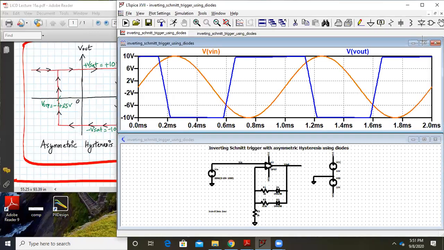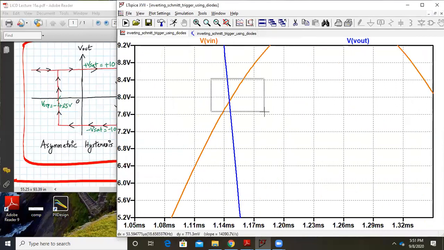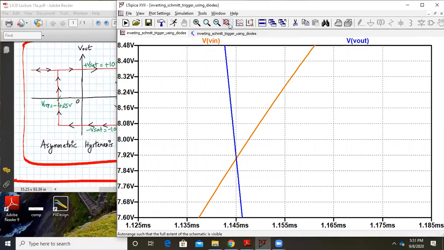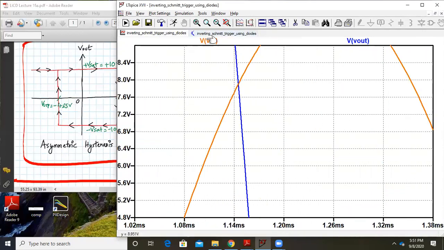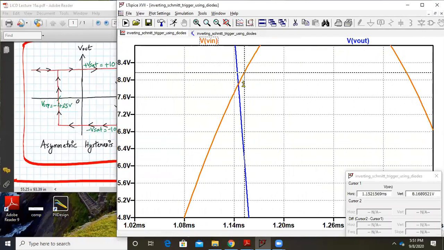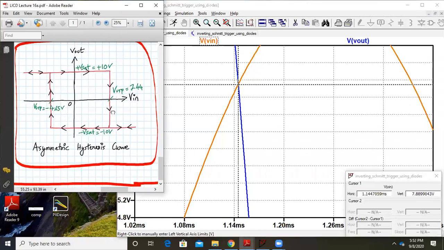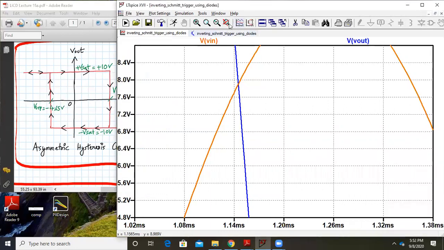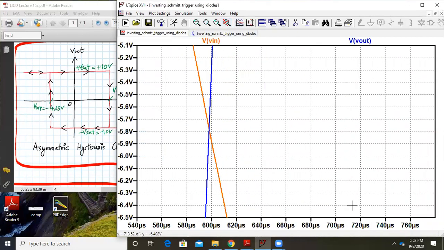Okay, whenever it cuts, this is my upper triggering point. This value is coming out to be close to, let me bring this over here. Yeah, so this is coming out to be 7.88. We have calculated around 7.44, so quite close, not a problem. Actually, it's about the saturation voltage, and the lower threshold point is how much? Let us check.